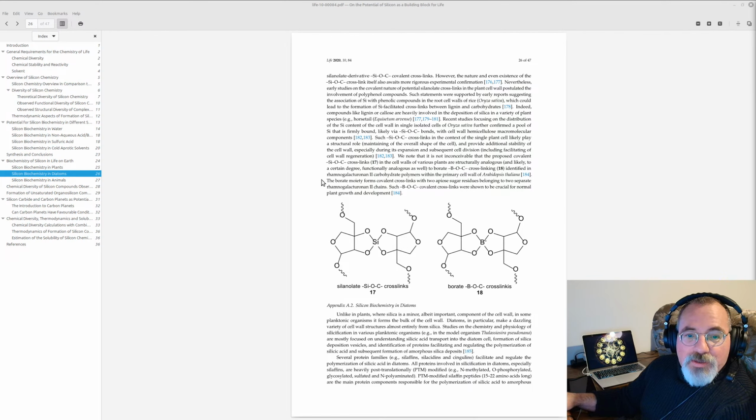There we go. The borate moiety forms covalent crosslinks with two apiose sugar residues belonging to two separate Rhamnogalacturonan 2 chains. Such boron-oxygen-carbon covalent crosslinks were shown to be crucial for normal plant growth and development.